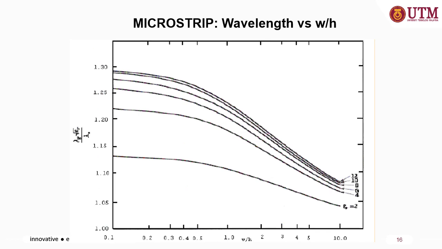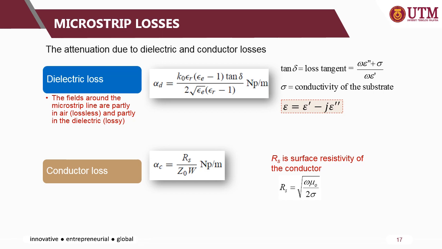Same goes for estimating W over H if you know the wavelength of the structure and the epsilon R of the structure as well. The wavelength of the microstrip design is the relation between lambda G and lambda naught. Lambda G is the microstrip guided wavelength, divided by lambda naught, the free space wavelength.